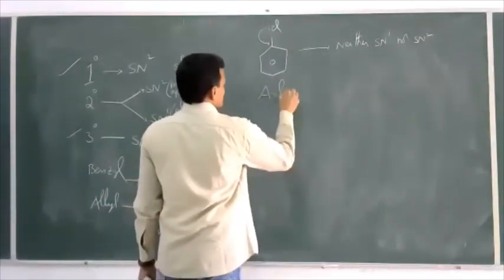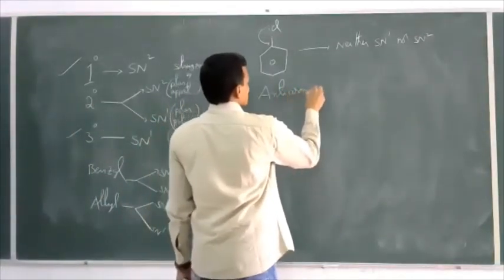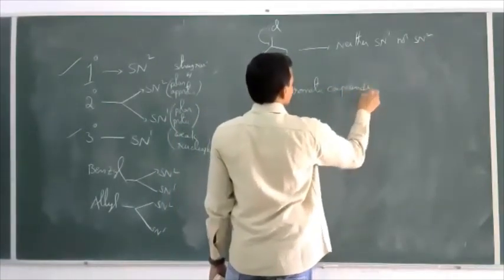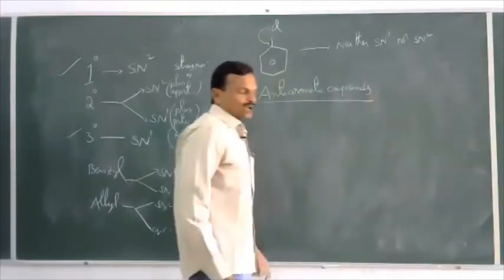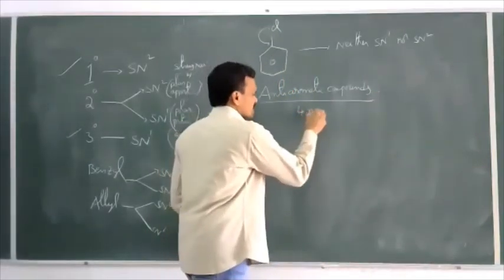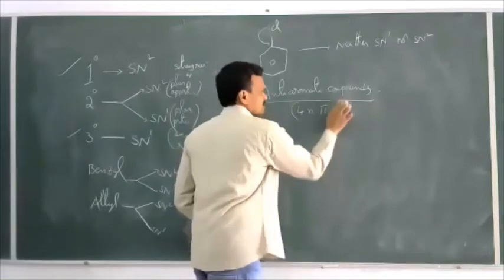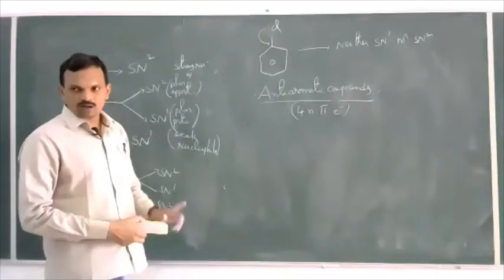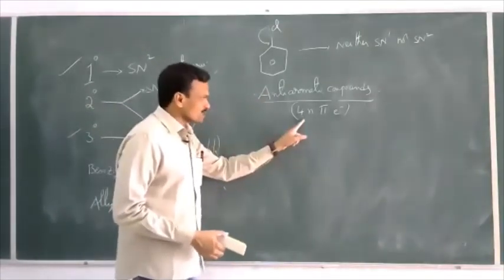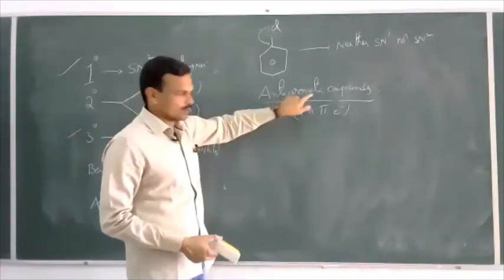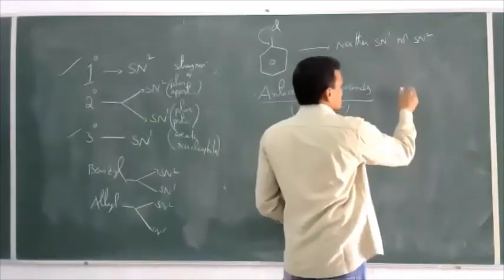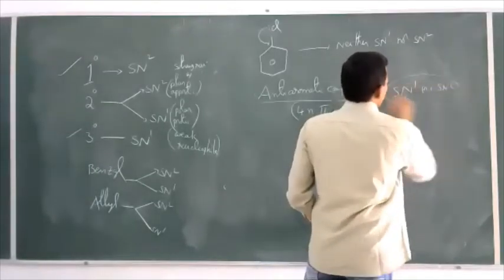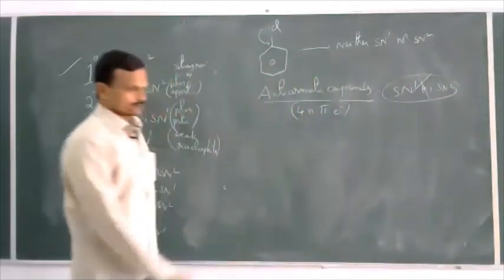Anti-aromatic compounds. What are anti-aromatic compounds? The compounds which contain 4n pi electrons which are in conjugation. If 4n plus 2 pi electrons are there, that is aromatic. If 4n pi electrons are there, that is an anti-aromatic compound. So anti-aromatic compounds also do not undergo either SN1 or SN2.